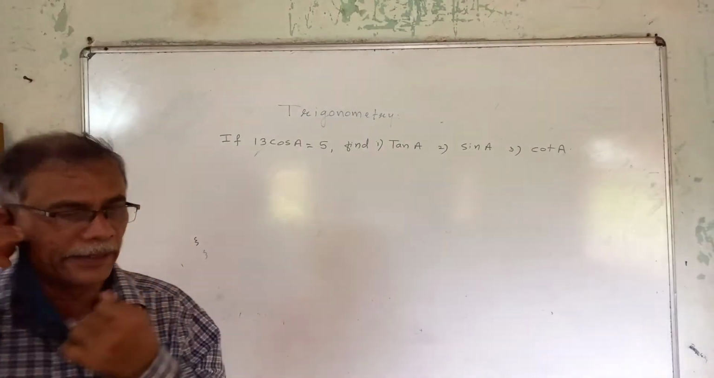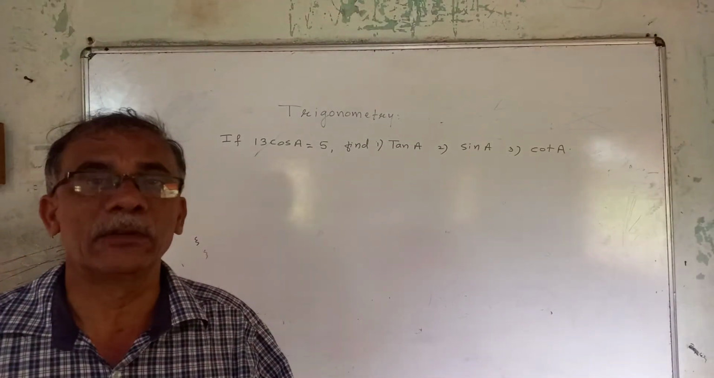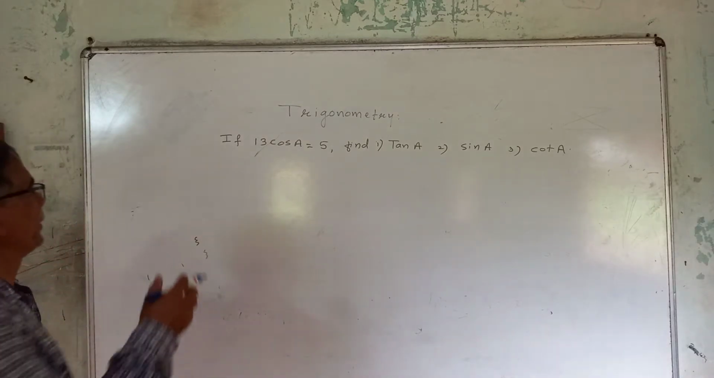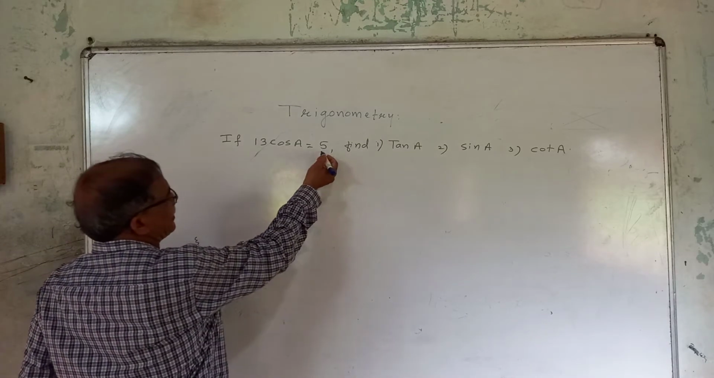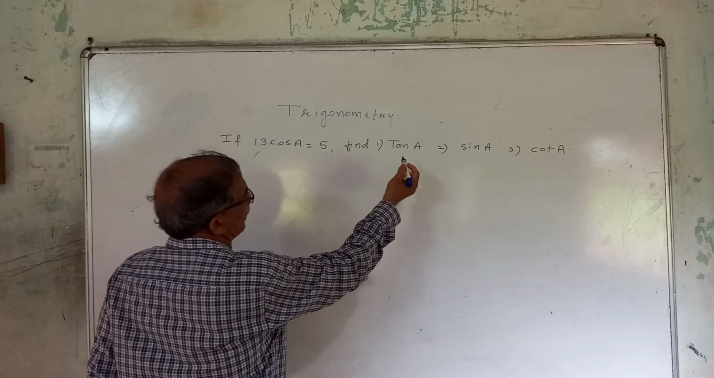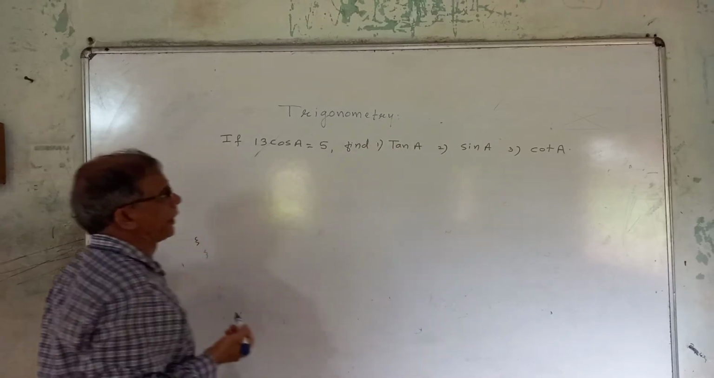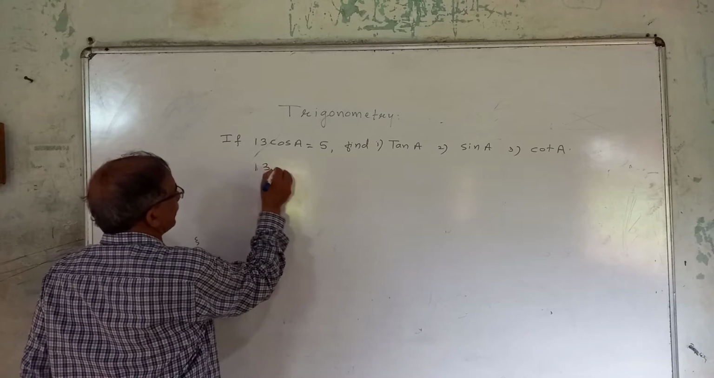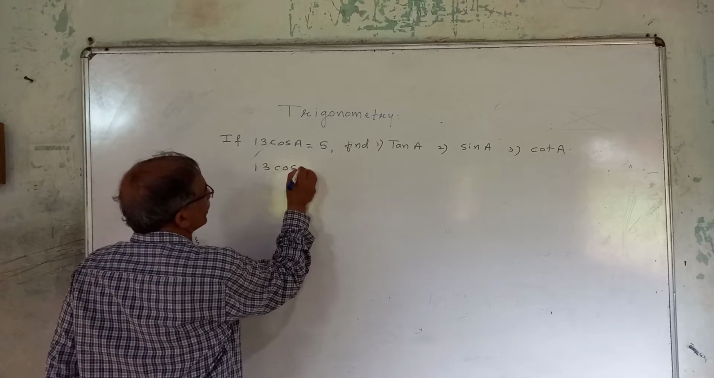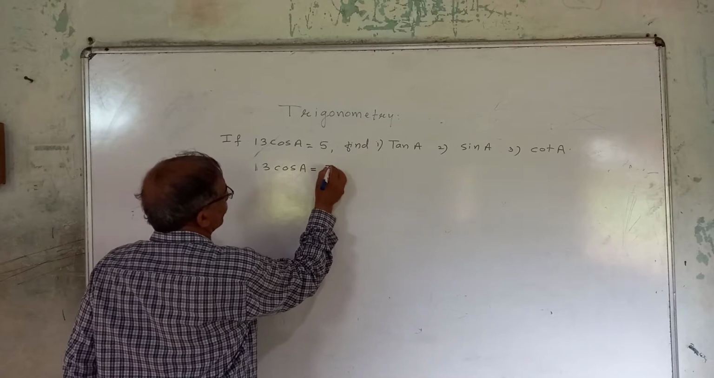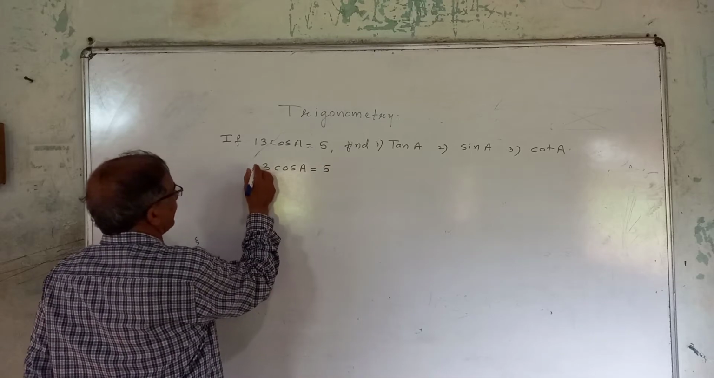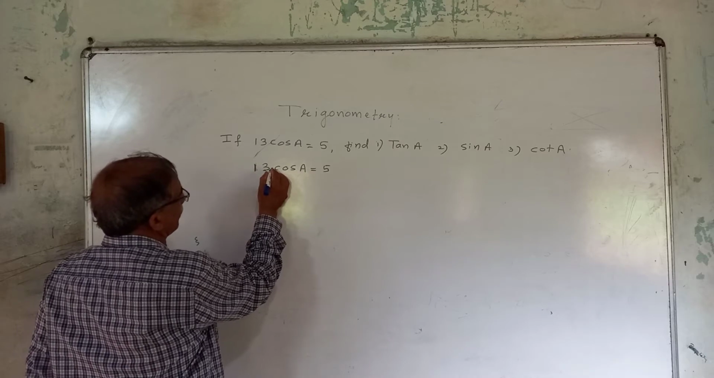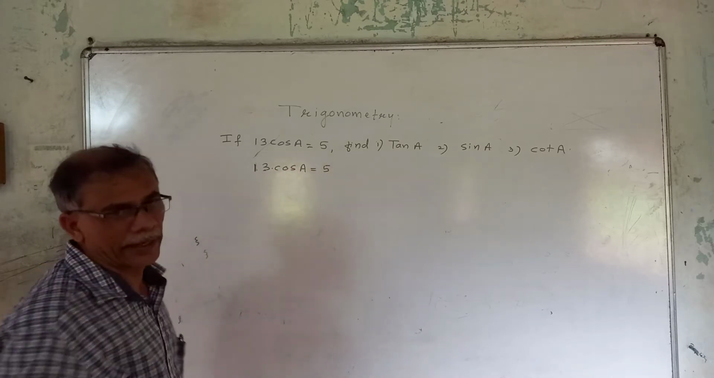Now let us start with trigonometry examples on trigonometric ratios. It is given that if 13 cos A is equal to 5, find tan A, sin A and cot A. Now what is given? 13 cos A is equal to 5. Now 13 cos A is equal to 5 means 13 into cos A is equal to 5.